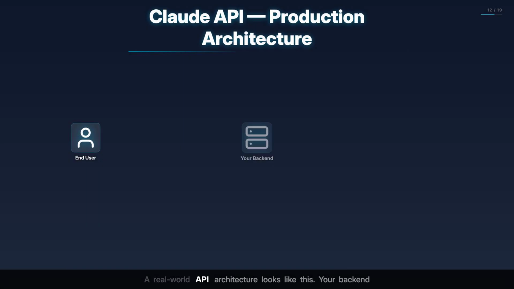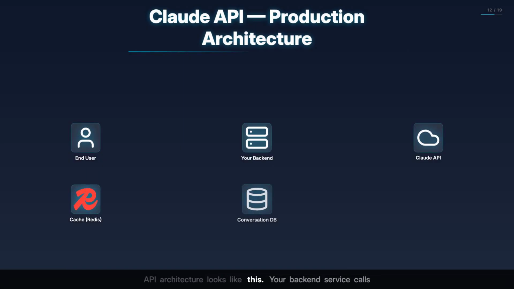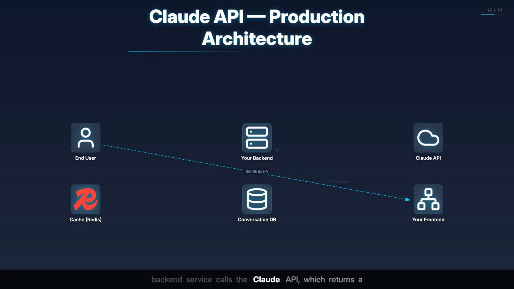A real-world API architecture looks like this. Your backend service calls the Claude API, which returns a response. You can layer in caching with Redis, store conversations in a database, and serve results to your frontend, all under your control.